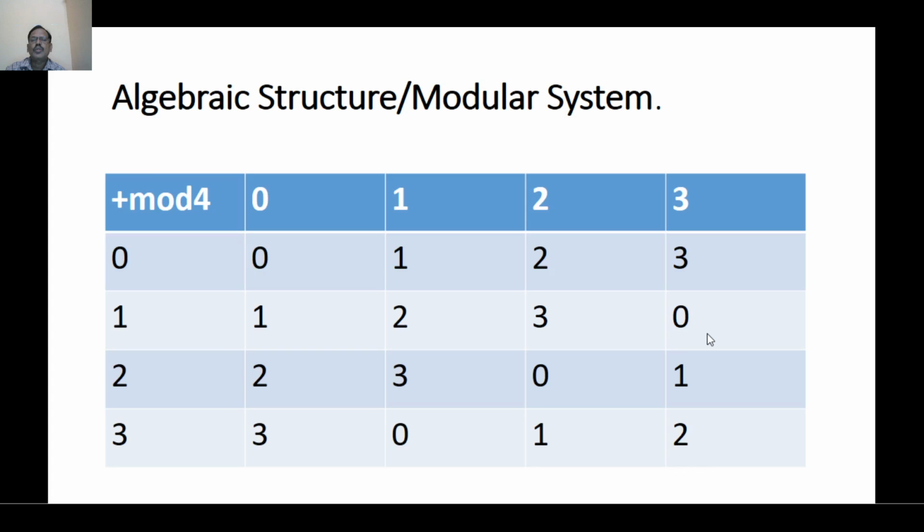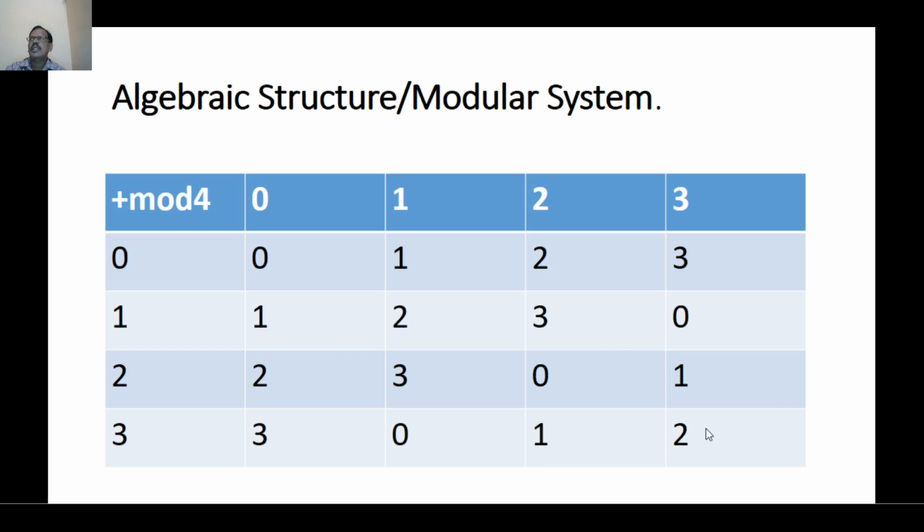3 plus 0 is 3, 3 plus 1 is 0, 3 plus 2 is 5, once again remainder is 1, and 3 plus 3 is 6, once again remainder is 2. And hence these are the elements of the group G and it satisfies closure property, and 0 acts as the identity element and the inverse of 1 is 3.